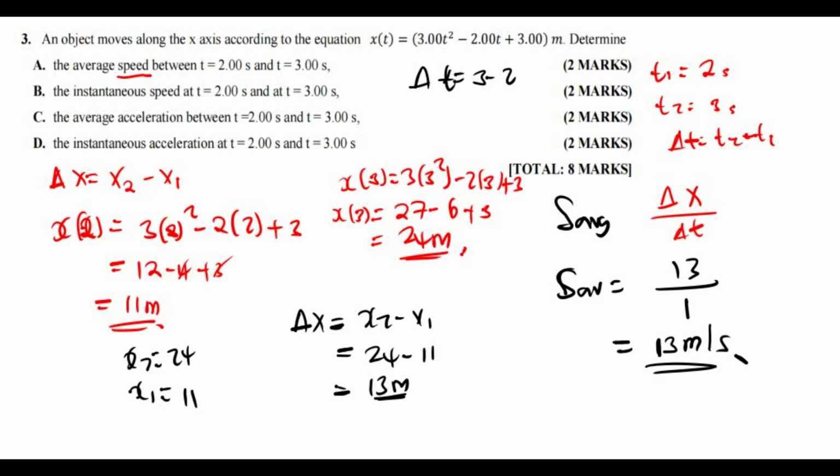Now, when we're talking about average, they'll always give you 2 points. You can't use 1 point. That's why we're using change in t and change in x. Okay? Does that make sense? Yeah.